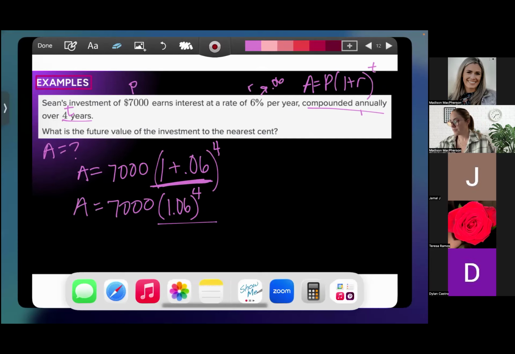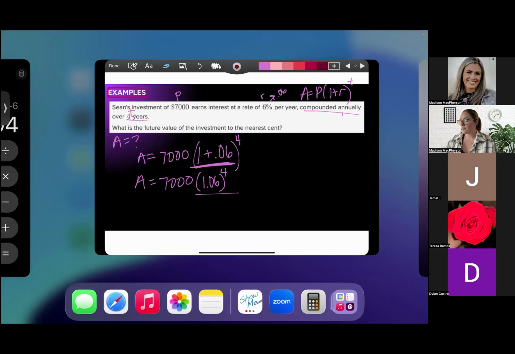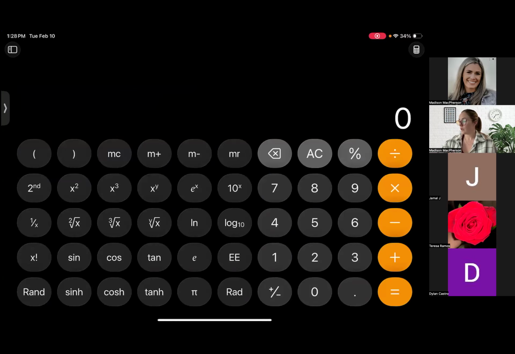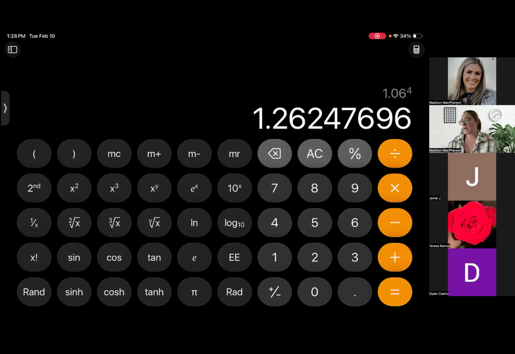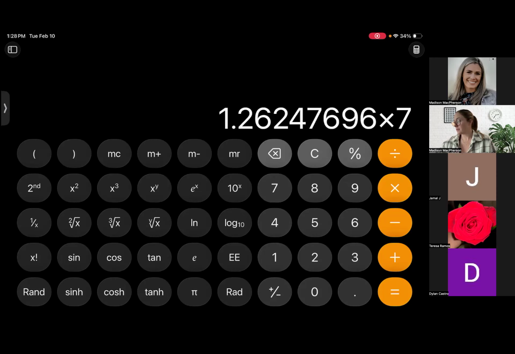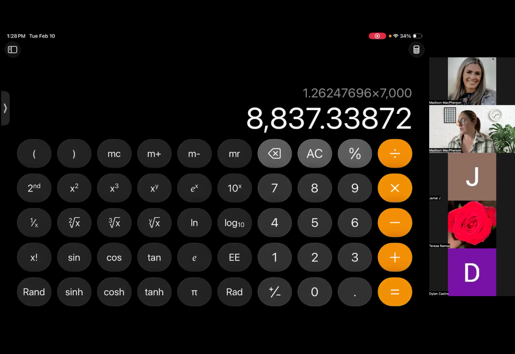So let me show you. If you go 1.06, and if you hit this button that has x to the power of y, this one here, and then you put your exponent in, which in this case ours was 4, it should put a little exponent up in the corner. And then I'm going to go equals, and then after I do that, I will multiply by 7,000. So you get 8,837.338.